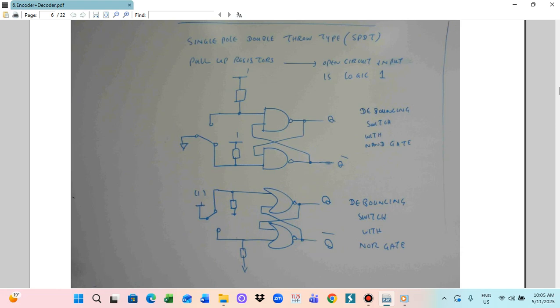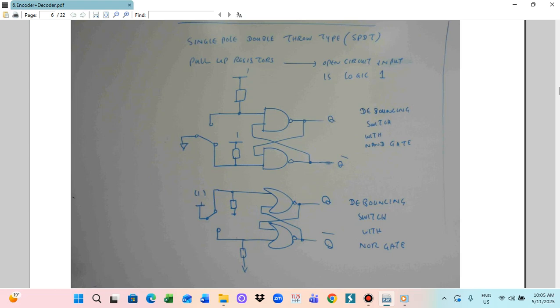So then we do the switch here. So this is for the debouncing switch. So this kind of thing, we also use the flip-flop as a debouncing switch. Okay, so this is where we use a NAND gate. NAND gate is a debouncing switch, debounce switch with NAND gate. Also, we utilize the debouncing gate with the SR latch.